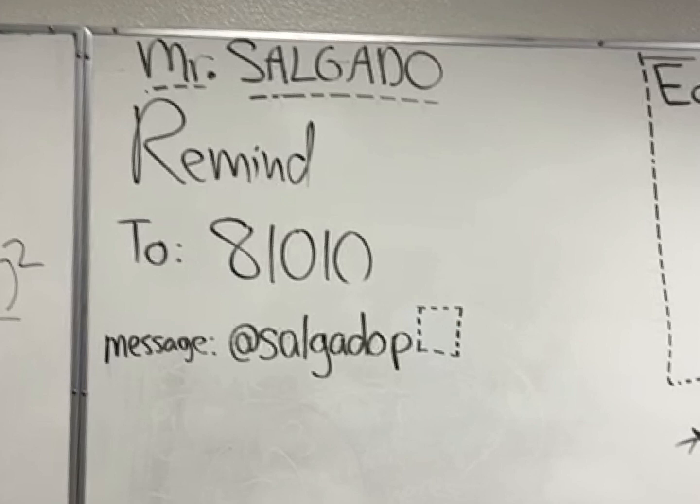So you may want to pause the video right now and do this with your cell phone. Again, type in the phone number 81010, and the message you want to send is at Salgado P, no spaces, and whatever period your son or daughter is in. So let's say they're in fourth period. You would put at Salgado P4, hit send, and then it'll ask you for your first and last name, and it'll sign you up for my Remind texting app, which will allow us to communicate.